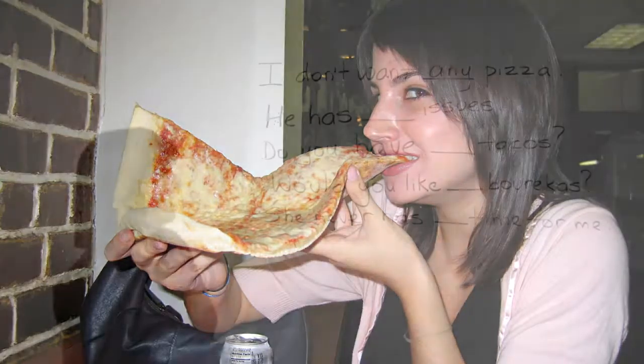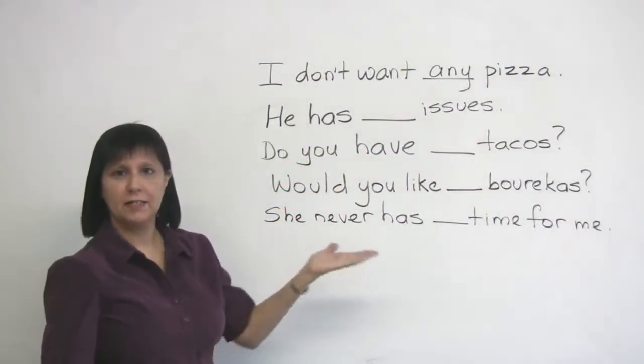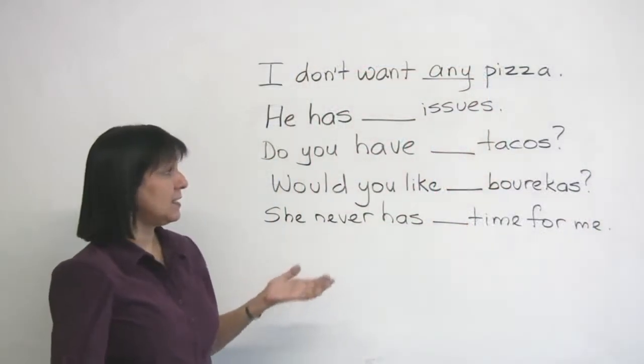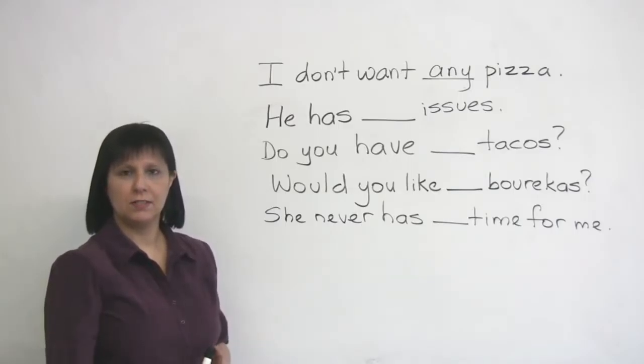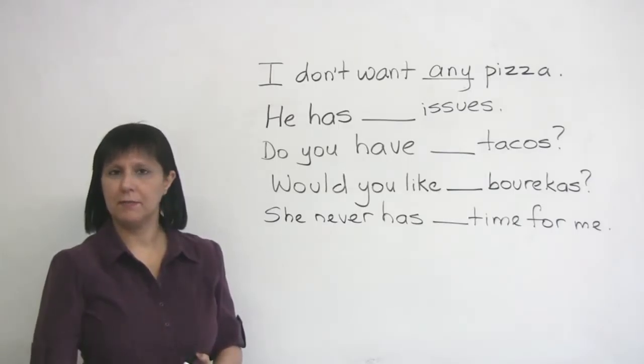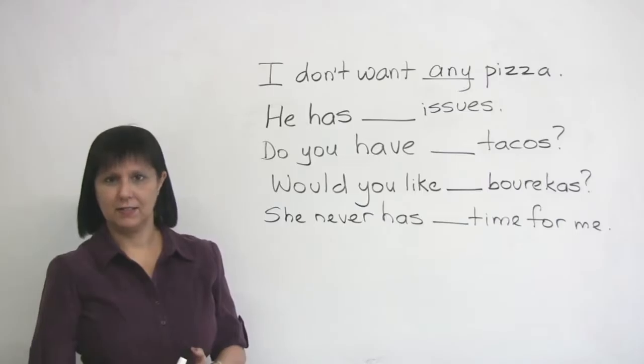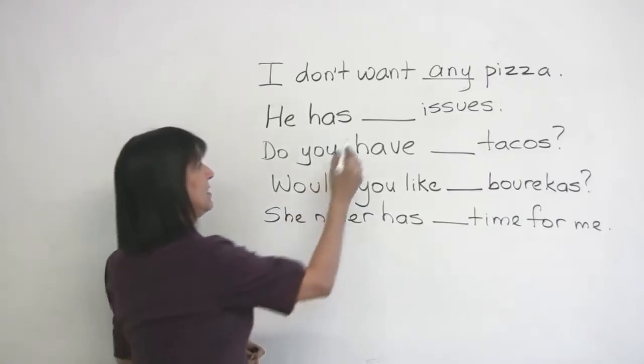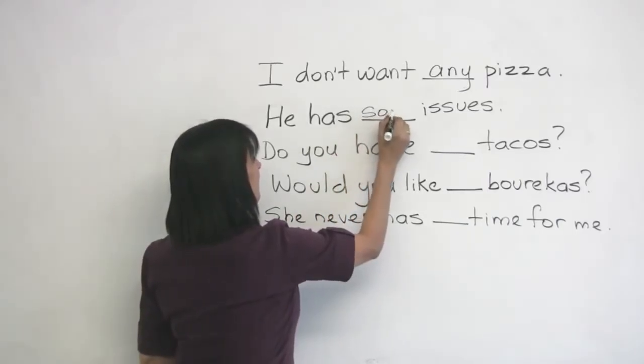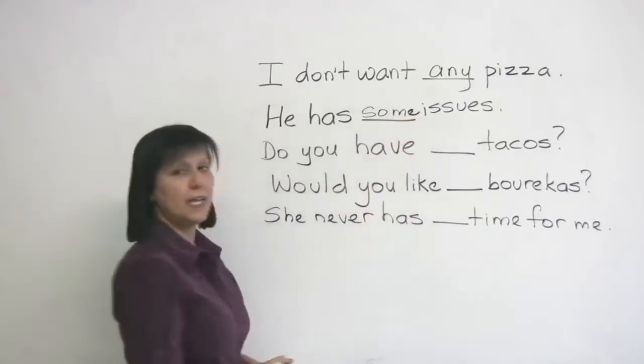Alright? Next one. He has blank issues. Issues is another word we can use instead of problems. Alright? He has blank issues. What do we say there? Some or any? Okay? He has some issues. That's because it's a positive sentence.